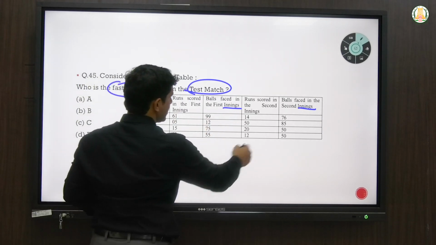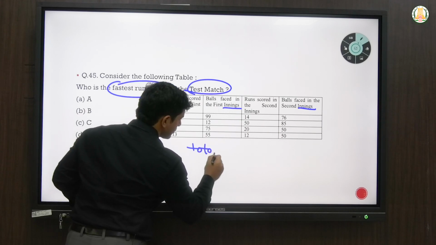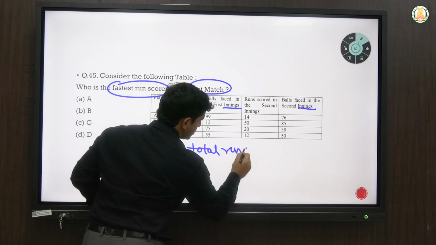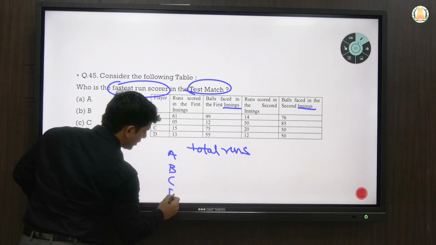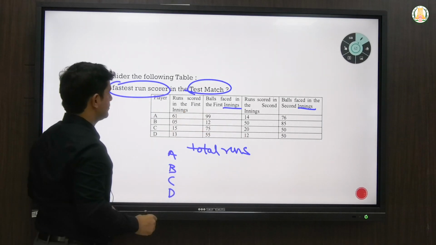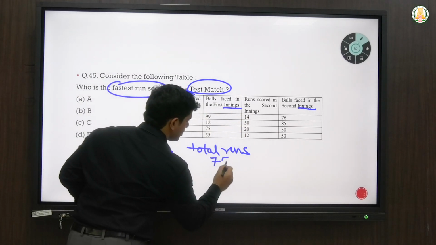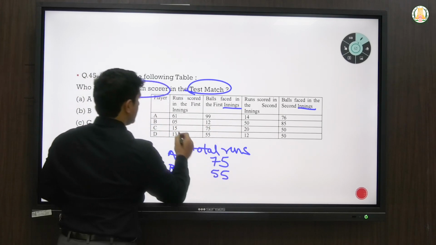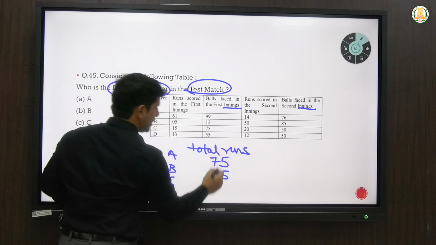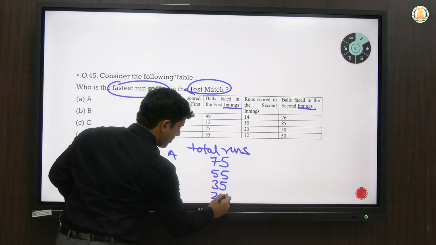Now can someone tell me, if you add up the scores, let's say total runs of A, B, C and D. Okay, so what will be the total runs of A? 61 plus 14, it is 75. Then 5 plus 50, it is 55. Then 15 plus 20, it is 35. 13 plus 12, it is 25.